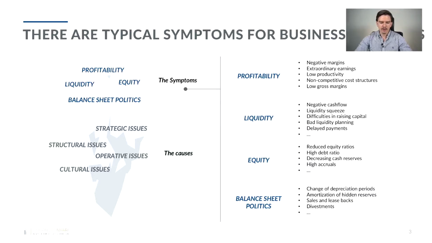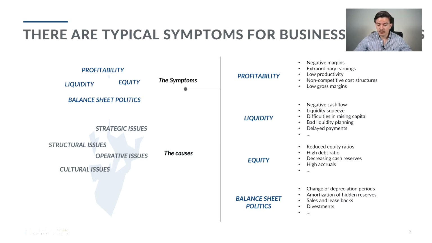So the first one is the profitability, and usually you take a look at the P&L statement, which you can find in the annual report, and this is where you get the numbers from. And what you can see, some symptoms for problems might be negative margins, extraordinary earnings that you see in the P&L, low productivity, non-competitive cost structures, if maybe the SG&A cost or the variable costs are too high, or if you have low gross margins.